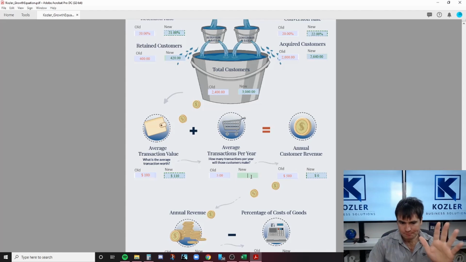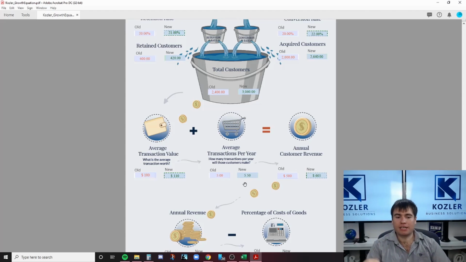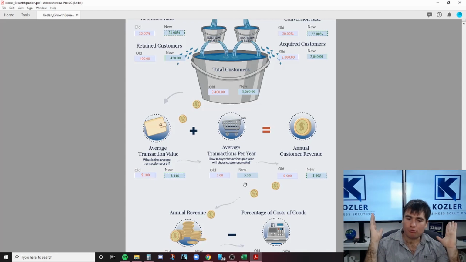So let's say we do all that. Let's say for this business, we only increase it by 0.5. So it's gone from 5 transactions to 5.5. This is just assuming, let's say out of 2 customers you've got, only one of them is going to come in an extra time per year. Again, this is being super conservative, right? And I feel like any business that implemented these strategies could easily hit the numbers that we're talking about here.